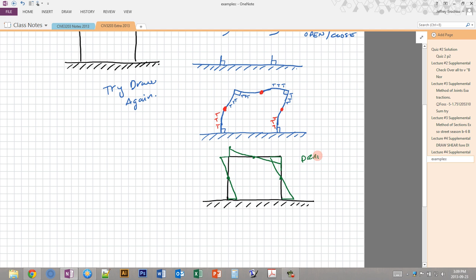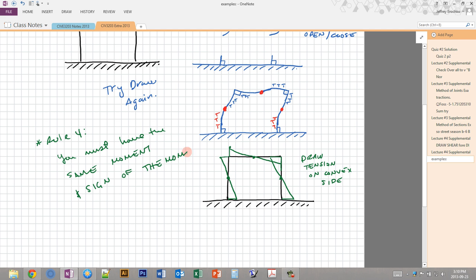Okay, so I'm just going to draw tension on the convex side. Okay, this is the convex side. Okay, so if we want to restate rule 4 about the compatibility of the moments around the corners, we can say that you must have the same moment and sign of the moment around a corner. And that's what that looks like.